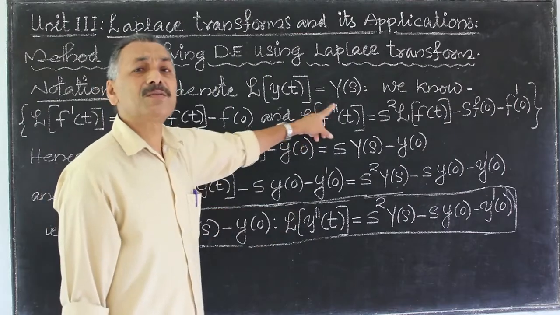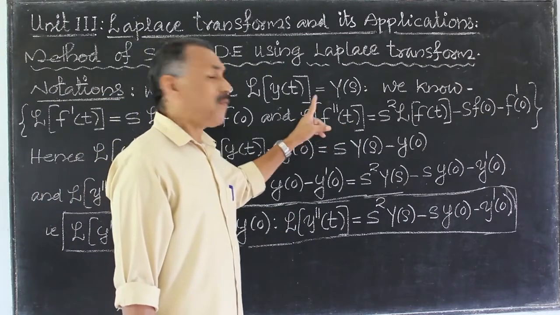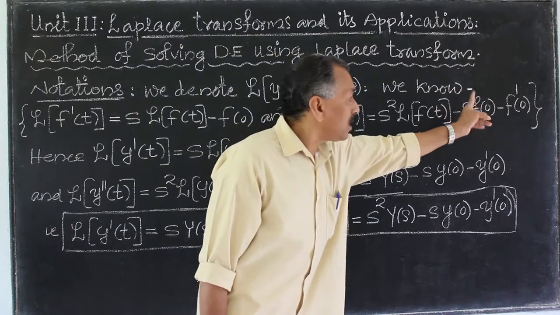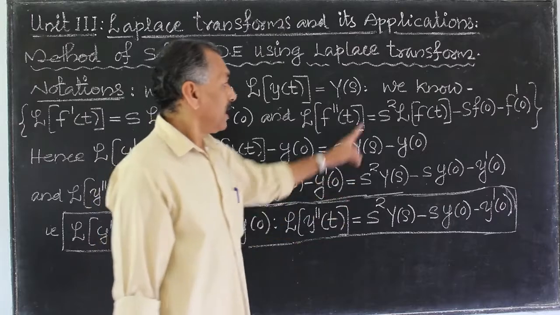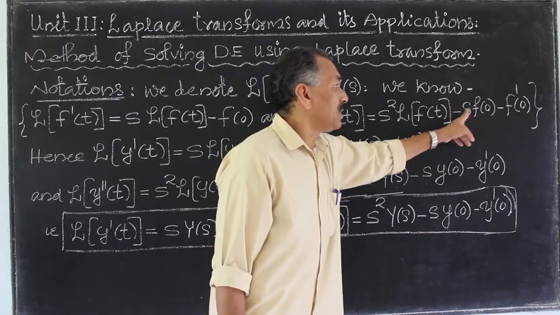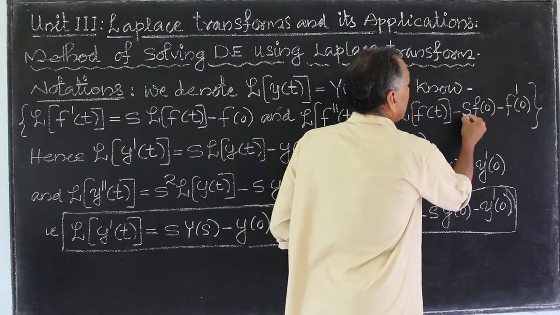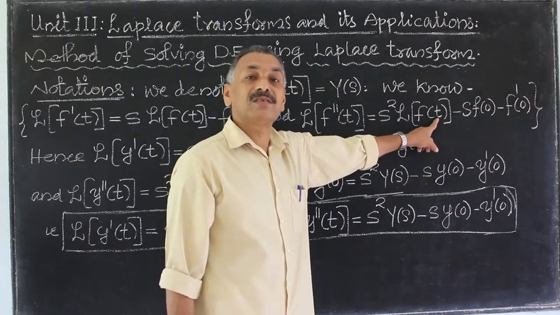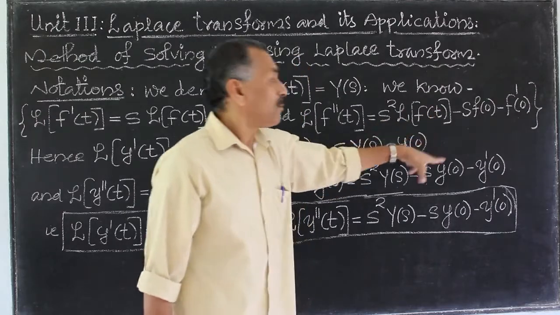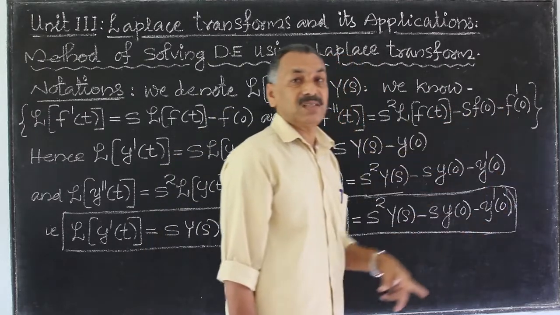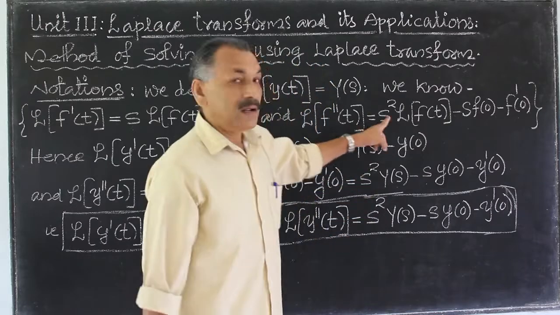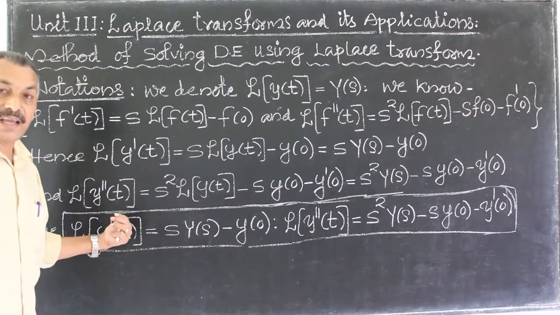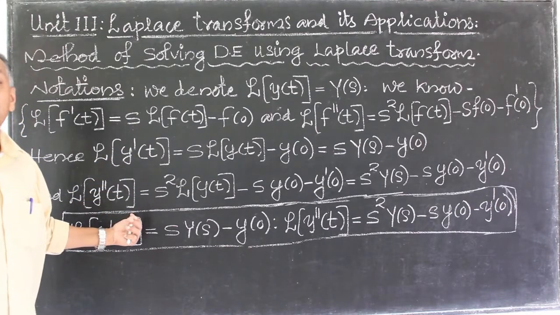Then similarly, what is the Laplace transform of the second derivative? L of f2 dash t is equal to s square into L of f of t minus s into f of 0 minus f dash 0. Then L of f of t is denoted by capital F of s. That is s square into F of s minus s into f of 0 minus f dash 0. Similarly, L of y2 dash t, the y second derivative, in the differential equation y2 dash plus 6y dash plus 4y.